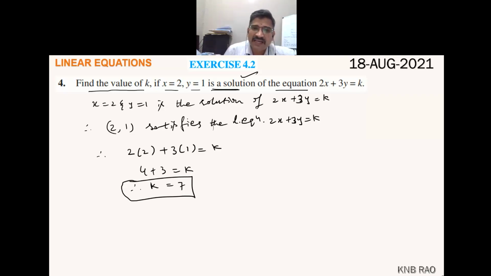Here, left hand side is 2x plus 3y. On substitution of 2 comma 1 it becomes 7, and right hand side is k, and that should be equal. Have you understood now? Yes, sir. So this is one of the important questions and a simple concept. Just substitute the point which is the solution of that equation, and you will automatically get the unknown. Okay, the unknown is k there.